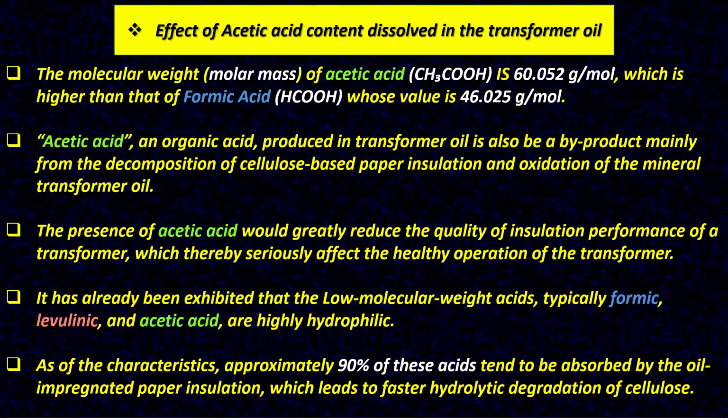It has already been shown that the low molecular weight acids, typically formic acid, levulinic acid, and acetic acid, are highly hydrophilic. As a result of these characteristics, approximately 90% of these acids tend to be absorbed by the oil-impregnated paper insulation, which leads to faster hydrolytic degradation of cellulose.